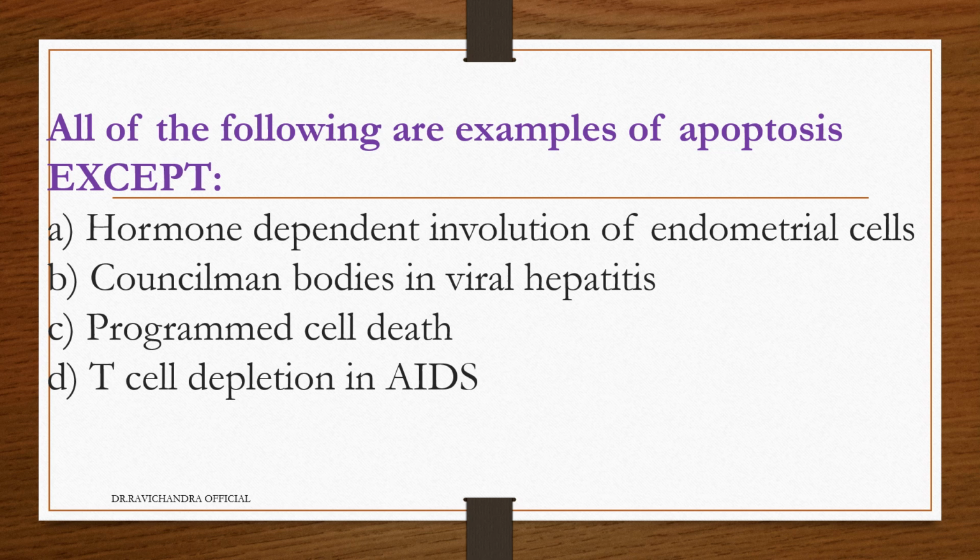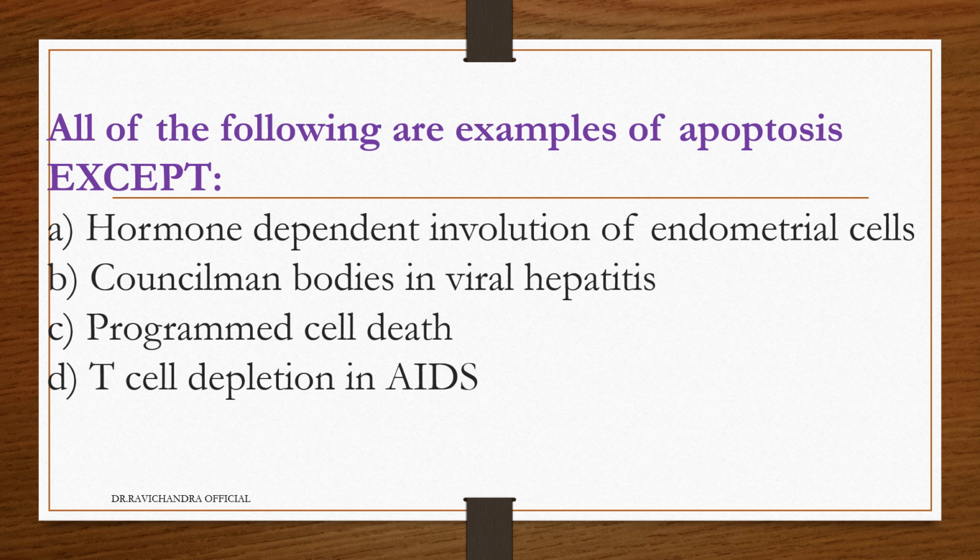Coming to the other options, hormone-dependent involution of endometrial cells. Apoptosis plays a role in the menstrual cycle, where hormonal changes induce apoptosis in endometrial cells. Option B, councilman bodies in viral hepatitis. Councilman bodies are apoptotic hepatocytes that are characteristic of viral hepatitis.